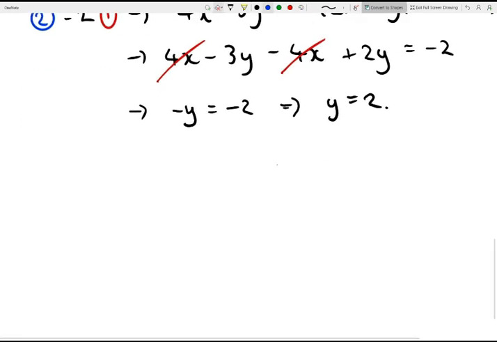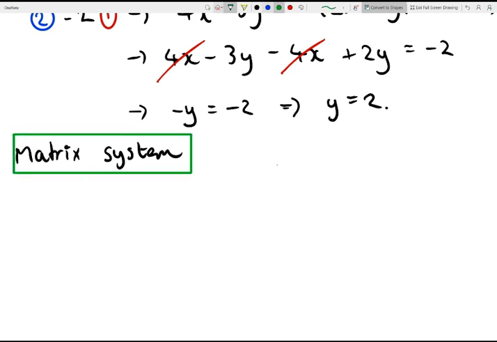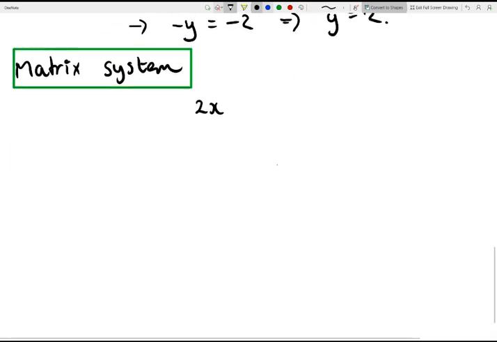So we can move on to the last way we're going to solve this system, and that's by formulating it as a matrix system. So let's go ahead and do that. So once again, let's quickly remind ourselves of the question. 2x minus y equals minus 4, and 4x minus 3y equals minus 10.